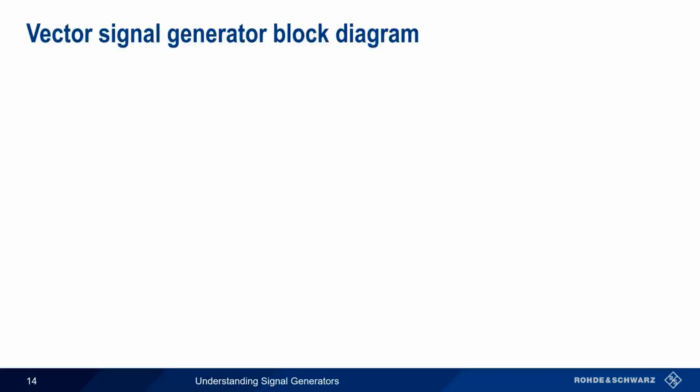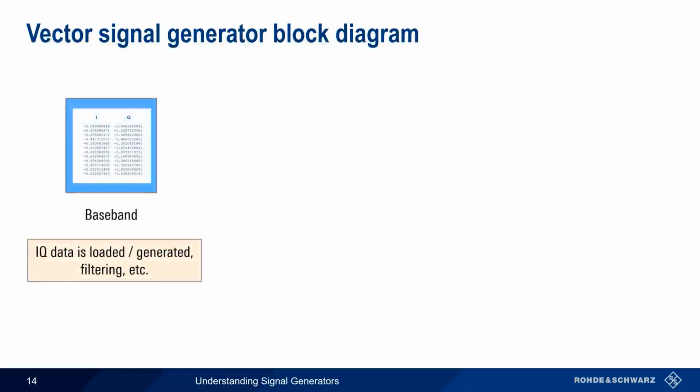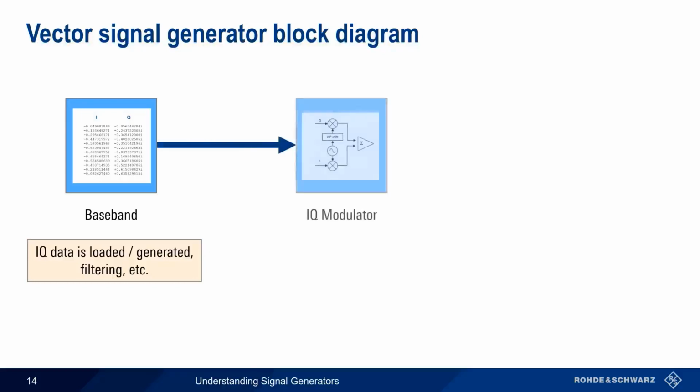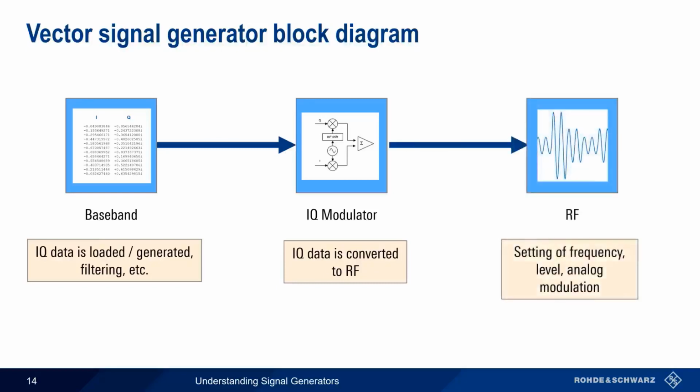It might be helpful to walk through a block diagram of a basic vector signal generator. As we just discussed, the baseband is where the IQ data is loaded or generated and filtered if necessary. The IQ modulator is used to upconvert these baseband signals to RF. The RF block is where we set things such as frequency, level, etc.